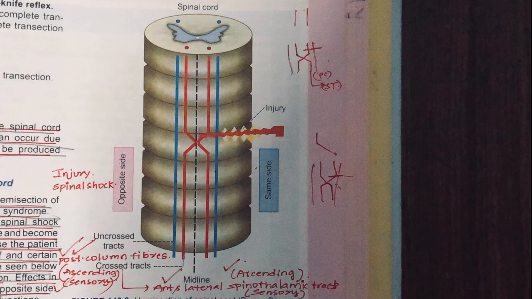So 1, 2, buckle my shoe, that is ankle jerk, you'll buckle my shoe, remember like that. So it is S1 and S2. 3, 4, kick the door, so you'll use the knee, so it is a knee jerk, that is root value L3, L4. 5, 6 is pick up the sticks, biceps jerk, that is C5, C6. 7, 8, shut the gate, that is triceps jerk, that is C7, C8. 9, 10, a big fat hen, that is Beevor's sign, that is T9 and T10.